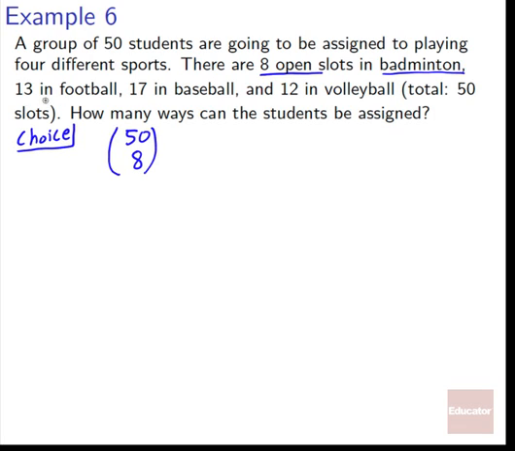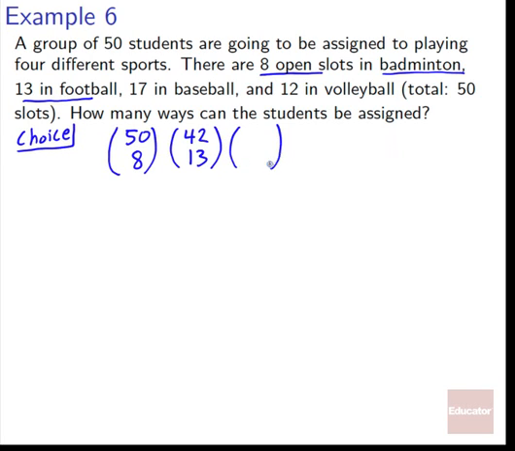Next up, let's work on the football group. It's not going to be 50 choose 13, because how many people do we have at this point? Well, we just did badminton, right? We are now reduced by the 8 students we put into the badminton team, so we don't have them to work with anymore. So 50 minus 8 is 42 students left. So 42 choose 13 is how many we can have for football at this point. That's all the choices for football after we've already done the choices for badminton.